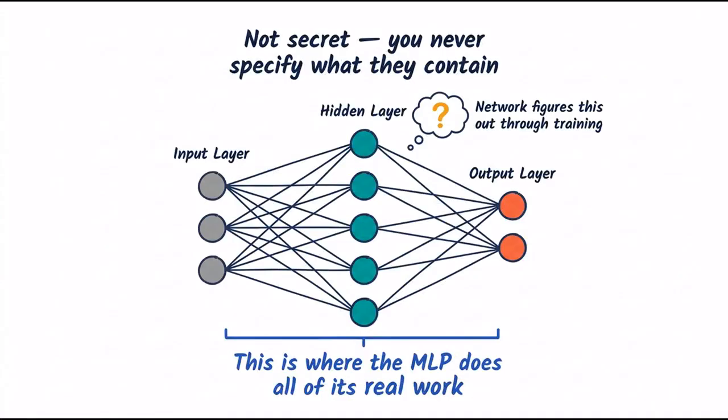Everything interesting happens in between, in the hidden layers. These are called hidden not because they are secret, but because you never directly specify what they should contain. The network figures that out on its own through training. These intermediate layers are where the MLP does all of its real work.